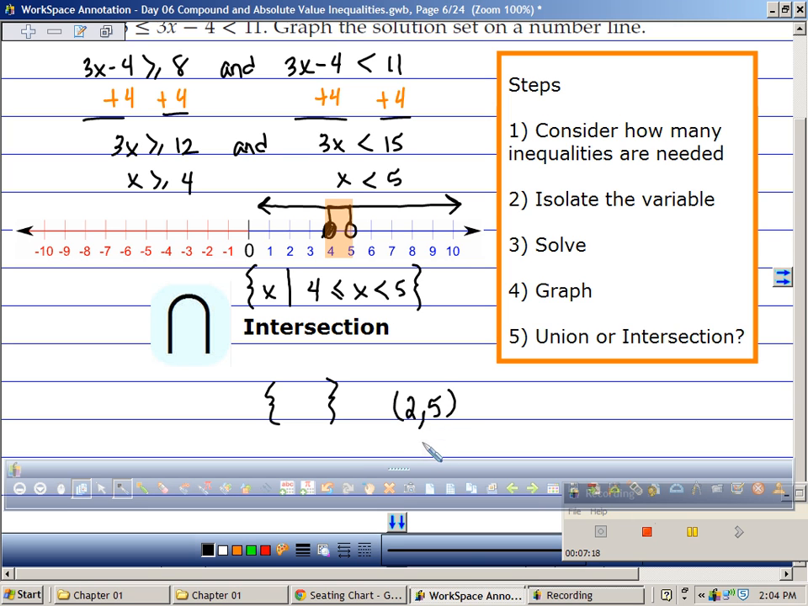2 comma 5. You go right 2, up 5. That is a point on a Cartesian plane, right? What does this mean? The set of 2 and 5. It means the answer could be 2 or the answer could be 5. That's the difference between those two different types of statements. So this is saying I've got a set of numbers, and those numbers are all the numbers between 4, including 4, and 5. Here's another set. Y such that y is less than 2. All the numbers less than 2. See how I did that?